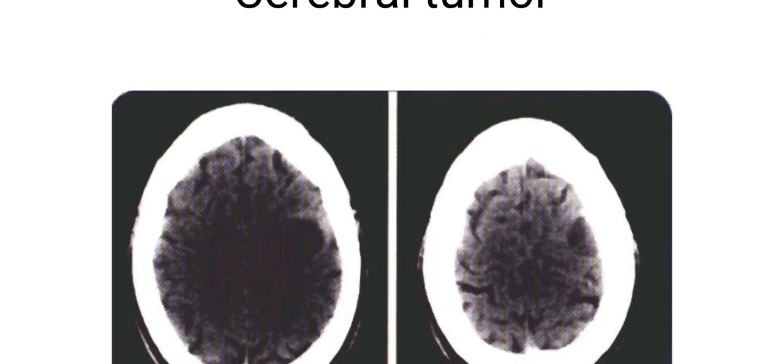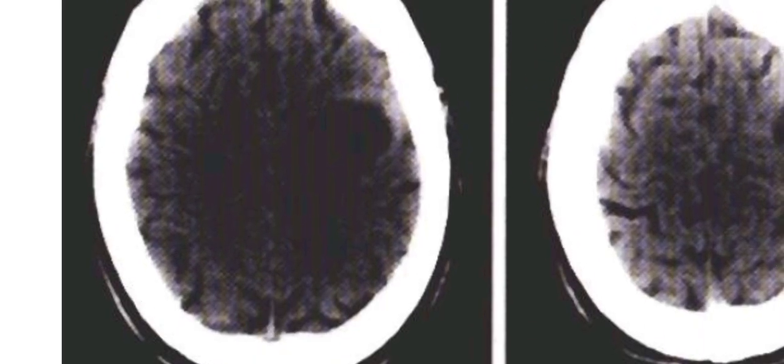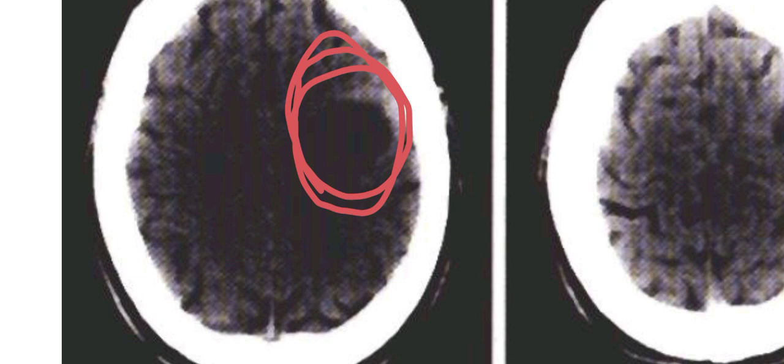Another picture. Here the picture is not very clear, but if I zoom in, this is the case of a cerebral tumor. I want to highlight it. Here you can see the circular, homogeneous opaque area which I have encircled with the red line, and this is the cerebral tumor. The picture is not very clear, but if you go through the AMC handbook, you will see the picture is clear there.